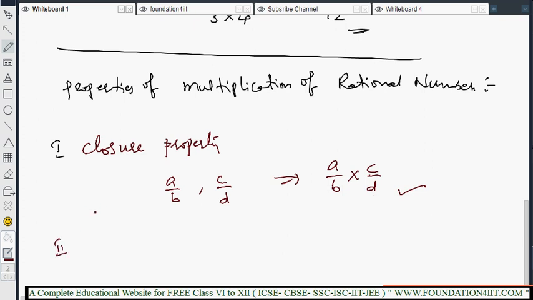And commutative law. The commutative law says if a by b and c by d are two rational numbers, then a by b into c by d is also equal to c by d into a by b. However you multiply, the result will be the same. That is called the commutative law. Next let us see the associative law.